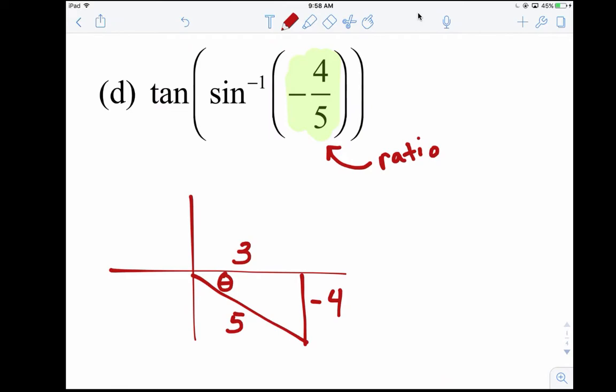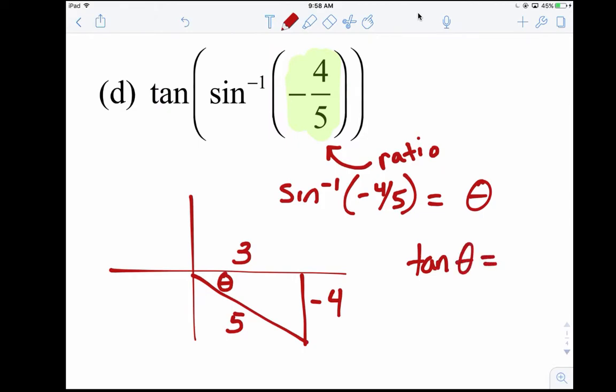All right, so what's going to happen when you do inverse sine of negative 4/5 is that it turns into some angle theta. And then when you evaluate tangent of that same angle, you're looking at the triangle and you're going to do opposite over adjacent. So negative 4 over 3. So that would be your final answer for that one.